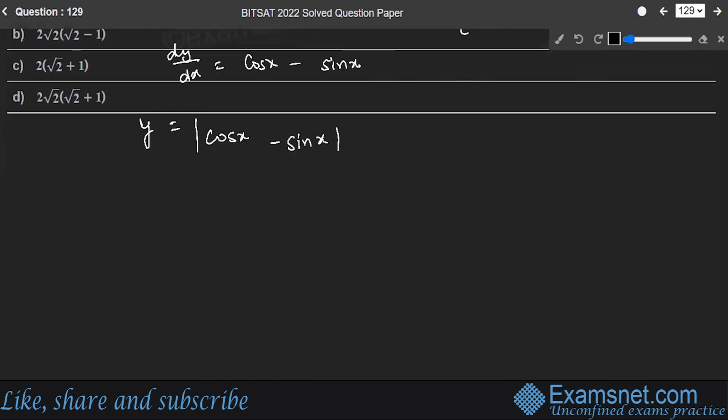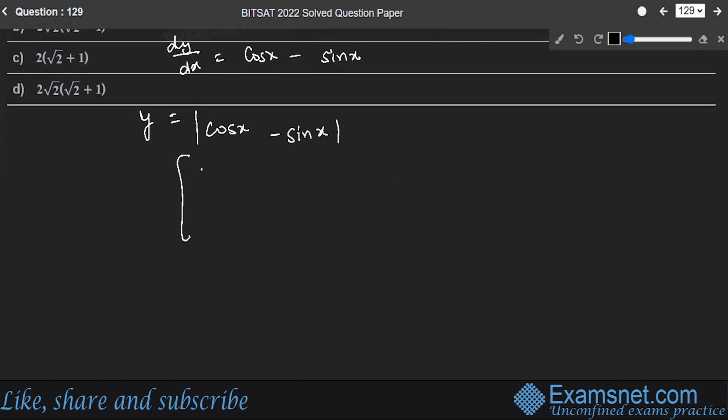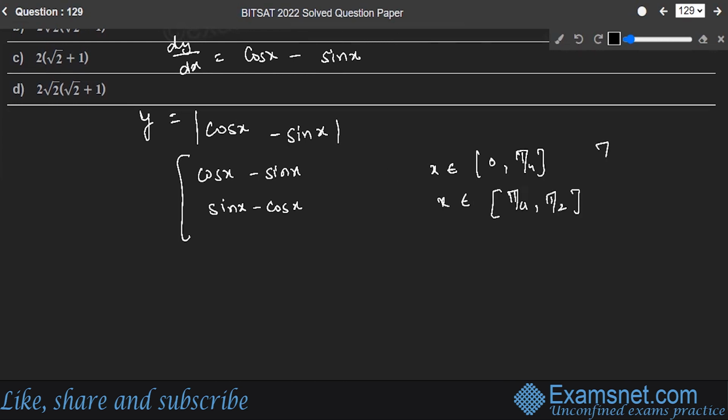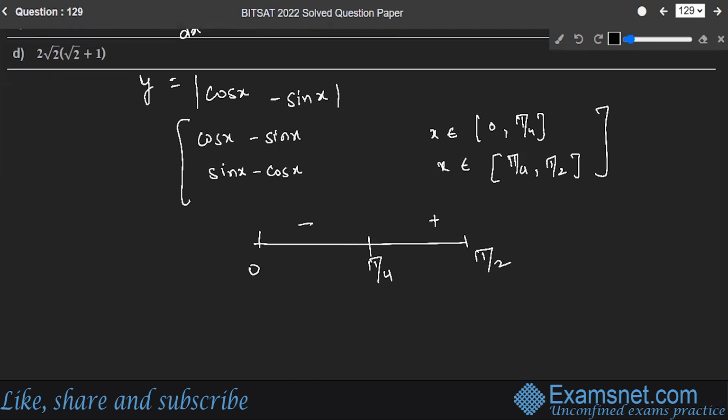So that means y can have two values, which is cos x minus sin x when x belongs to 0 to pi by 4, and sin x minus cos x when x belongs to pi by 4 to pi by 2. Okay, that means if I have here pi by 4, here is 0, and here is pi by 2. Over here you have positive, and over here you have negative, right?